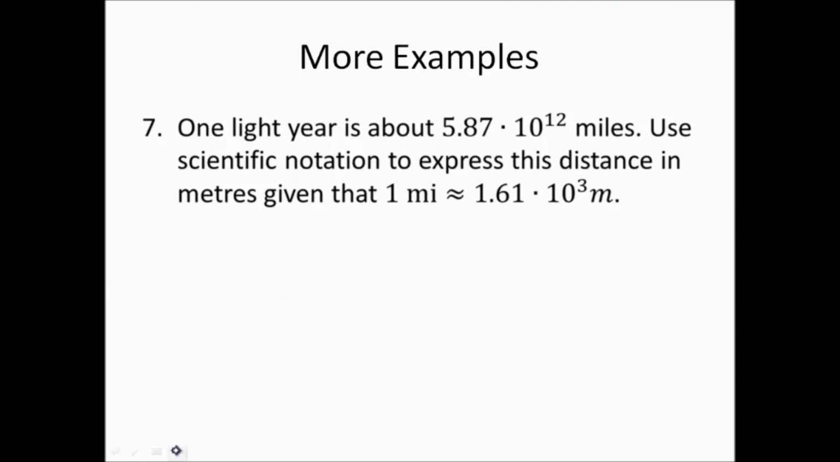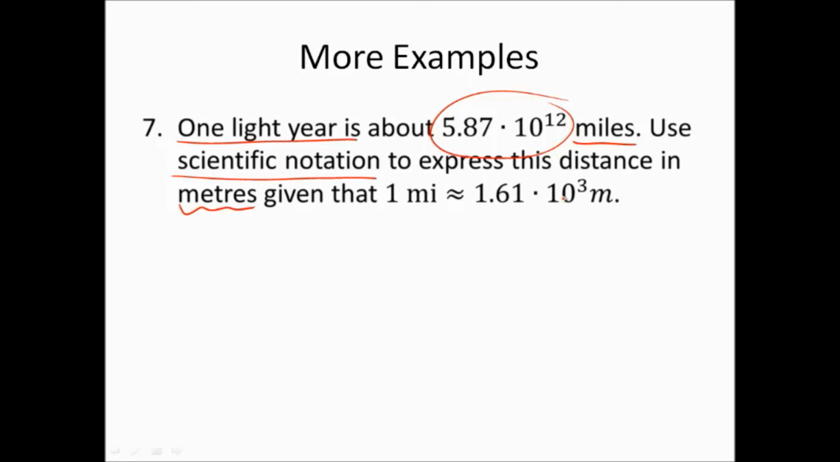Here's another example. They're telling us that 1 light year is this many miles, 5.87 times 10 to the 12. They want us to use scientific notation to express the distance in meters. So it's a conversion of miles to meters, given that every single mile is 1.61 times 10 to the third meters.